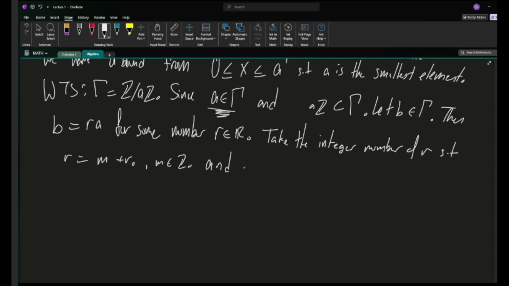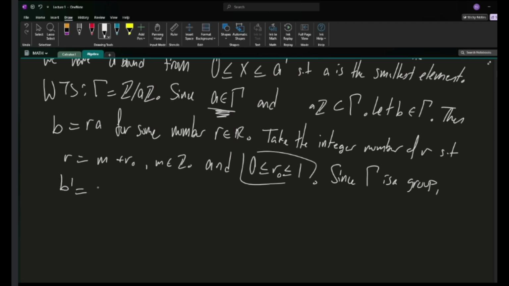And since R is a real number, we have that R0, R naught, is between these values. Since gamma is a group, then B prime is equal to B minus MA.